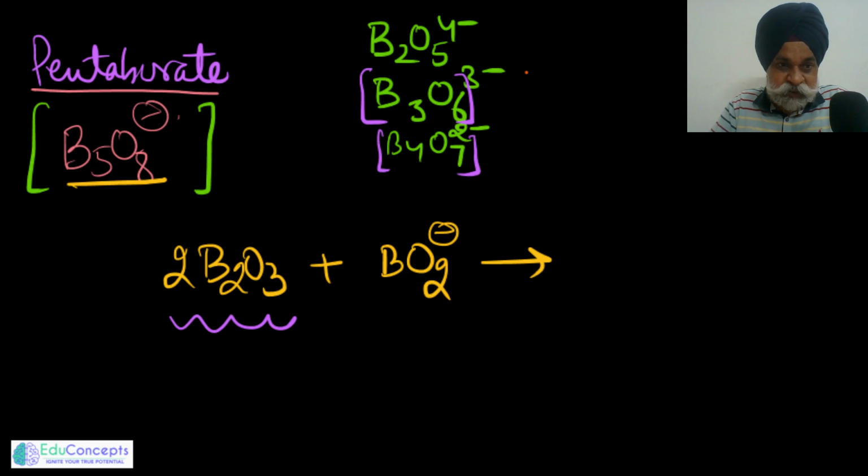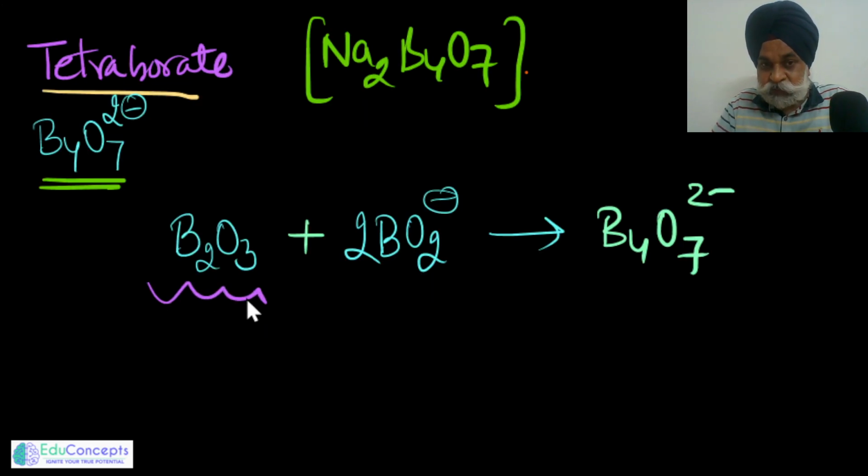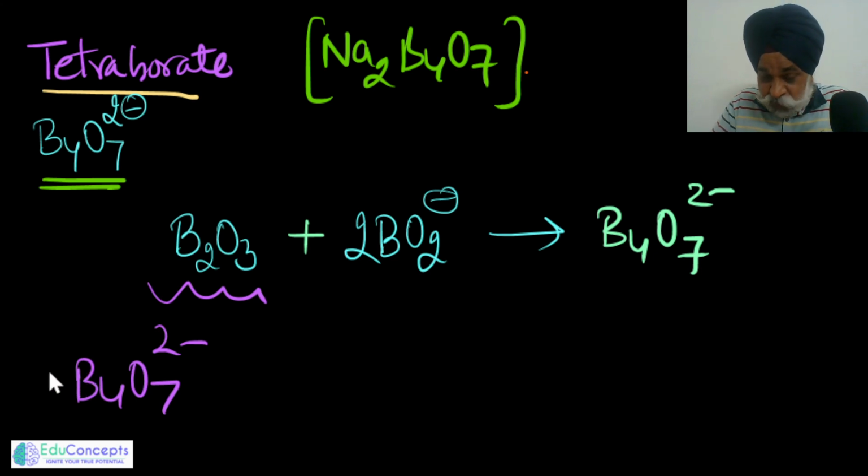Just see here, I have used B2O3 here also, because if I say that per boron there is minus 1/2 negative charge, actually the negative charge is on the oxygens.